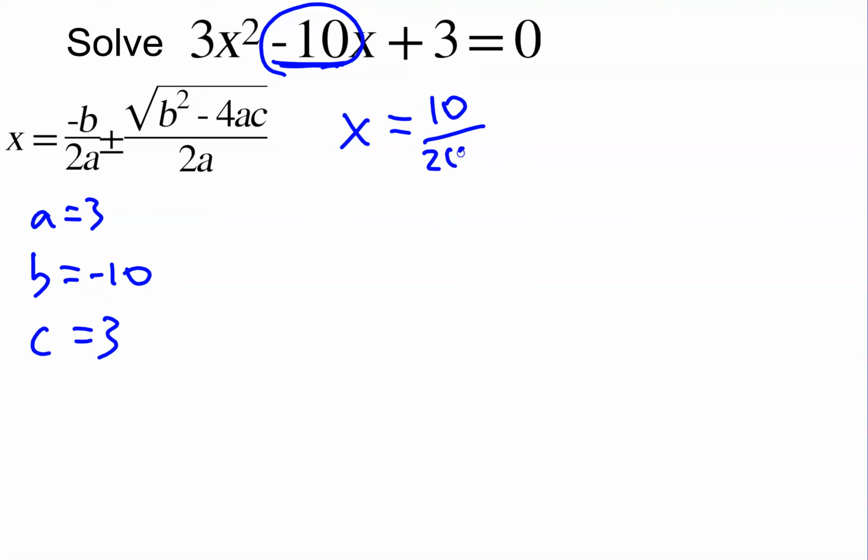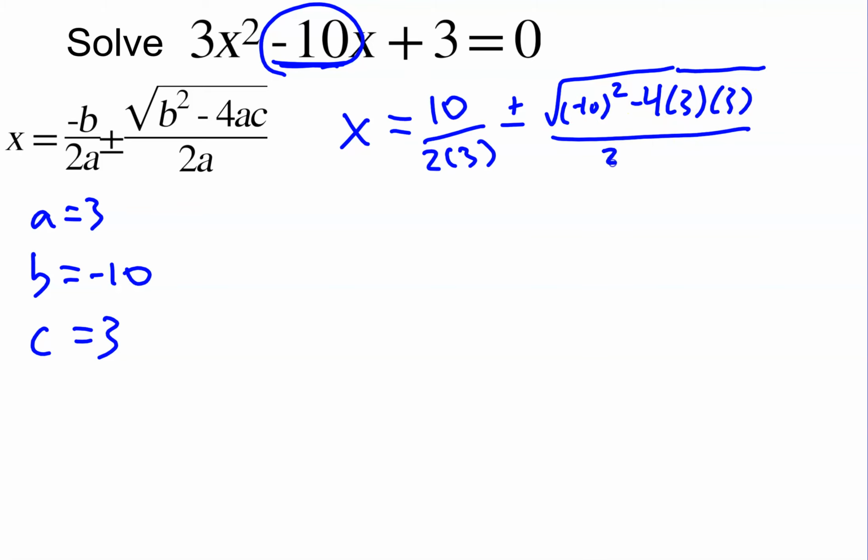And this is divided by 2 times 3, okay? And then we have plus or minus the square root of -10 squared minus 4 times 3 times 3, because that's my A and that's my C. This is all over 2 times A, which is 2 times 3. So moving forward, 2 times 3 is 6. We have 10 over 6 plus or minus -10 squared.